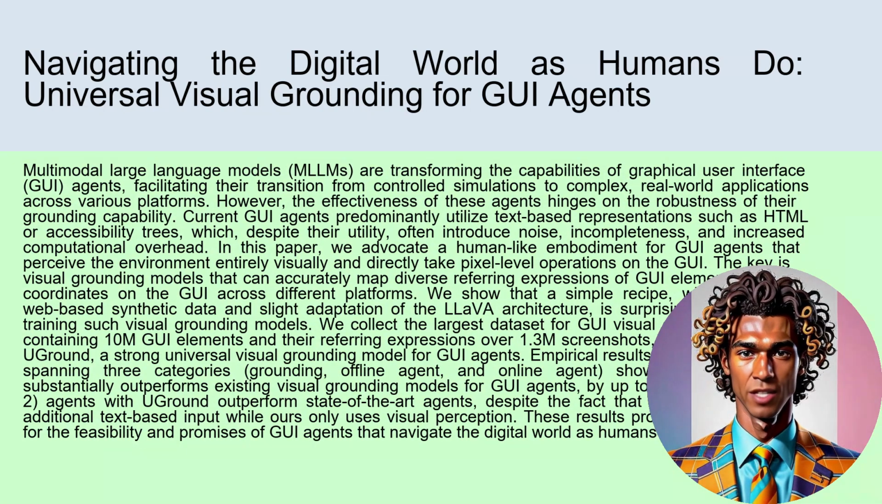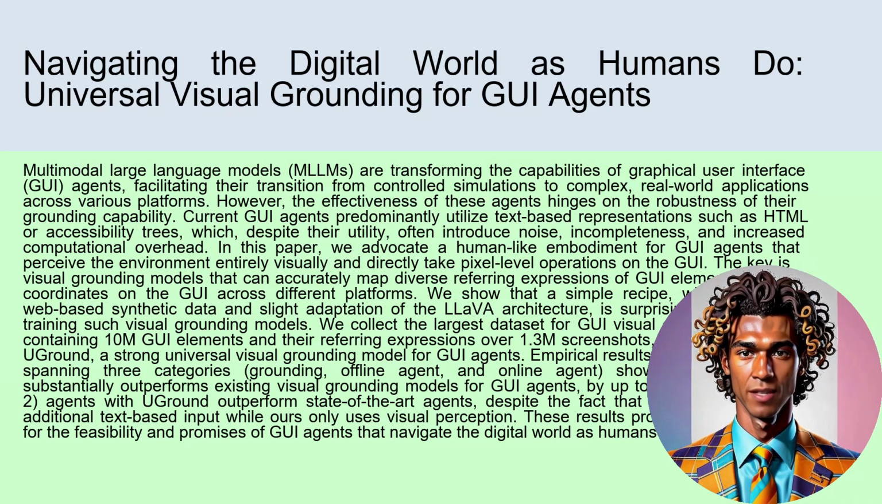In Navigating the Digital World as Humans Do: Universal Visual Grounding for AI Agents, the researchers explore a new way to make computer programs, like web browsers, more user-friendly and efficient. They argue that instead of relying on text-based instructions, which can be confusing and incomplete, we can teach these programs to understand and interact with the visual world just like humans do.